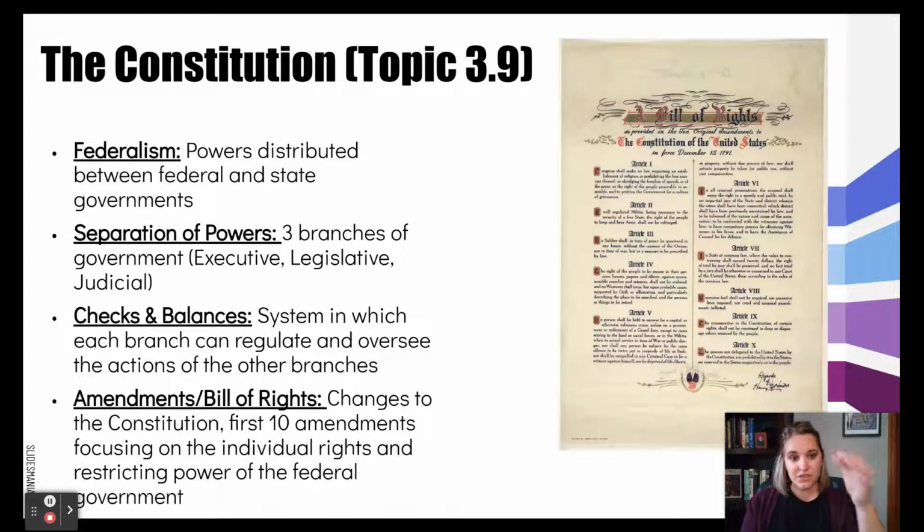And then the final aspect of the Constitution you want to be really familiar with is the amendments, specifically the Bill of Rights. The Bill of Rights are the first 10 amendments guaranteeing freedoms and protections for individual rights. And there have been 17 additional amendments beyond that, and you will learn of a few more throughout the year.